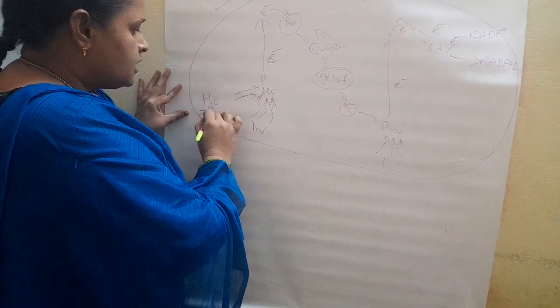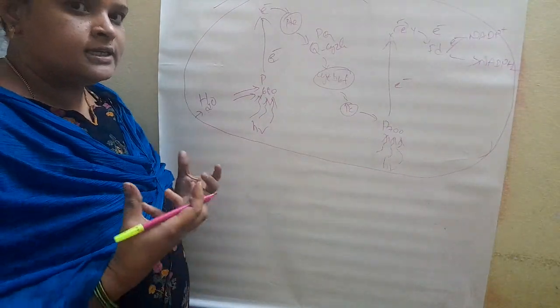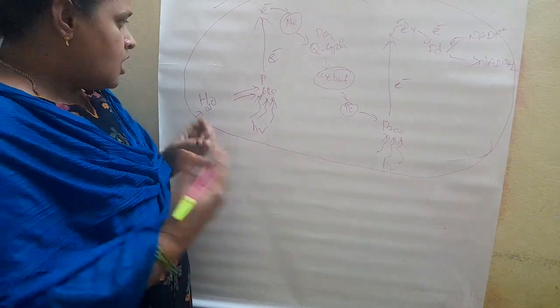This takes place entirely in the thylakoid membrane only. You have to remember it. This is the inner membrane where the oxygen is splitting. Now this water has to be split, right? Oxygen split.